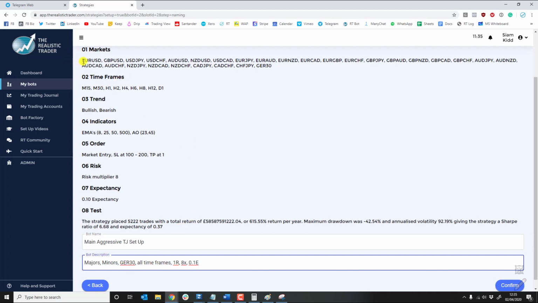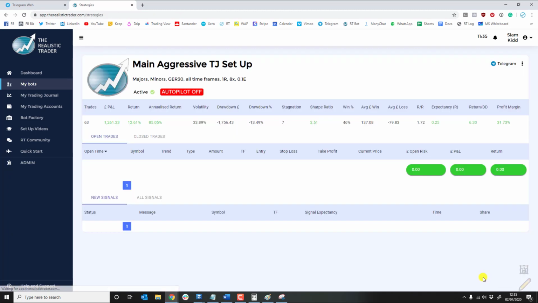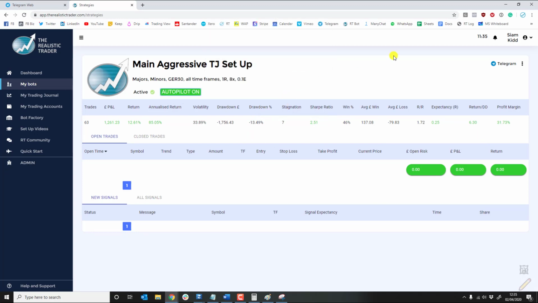So yeah, these are my settings. I've got all the markets plus the German DAX, the German stock market, all time frames, all the indicators. This is an aggressive account for me, so a risk multiplier of 8, expectancy of 1.1, and there we go. Now I can press confirm, and it's deployed, and then I can just turn the autopilot back on again. And there we go. Also, if you have multiple bots, you can do a backtest portfolio. It would basically backtest all of the bots as one. So yeah, that's pretty much it.